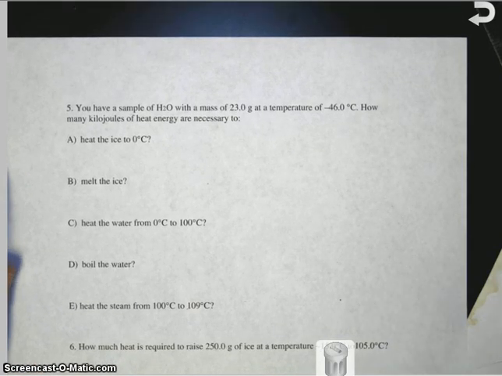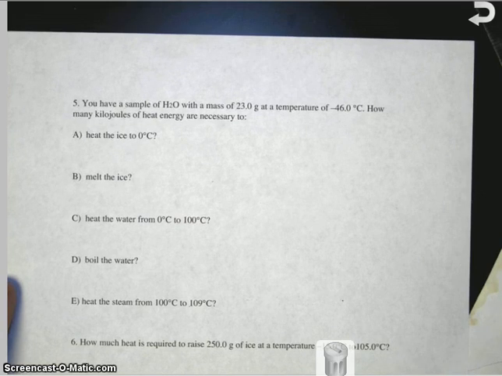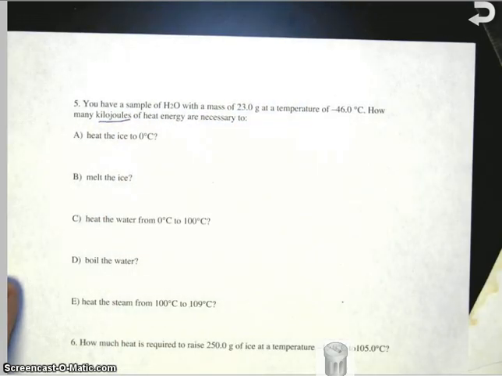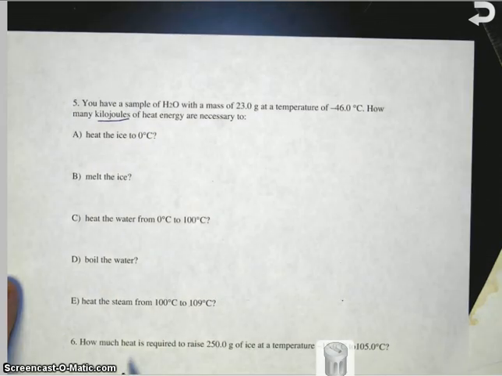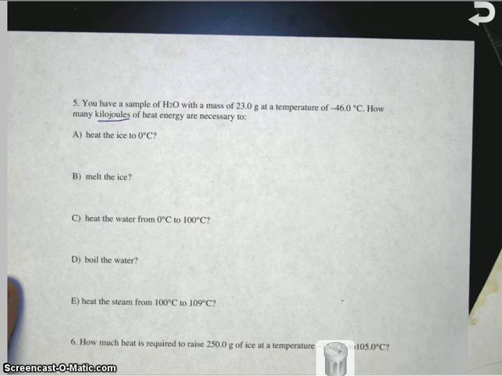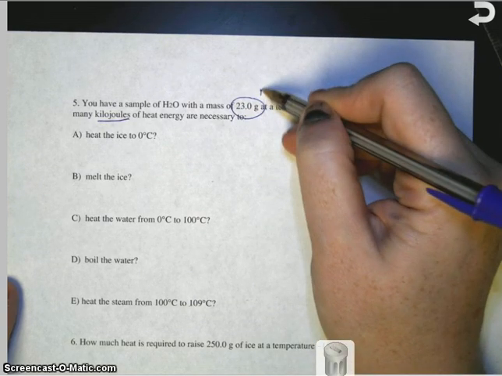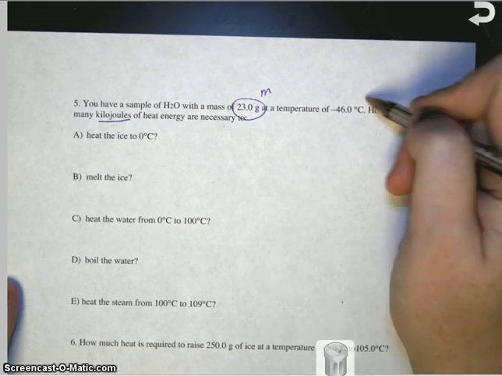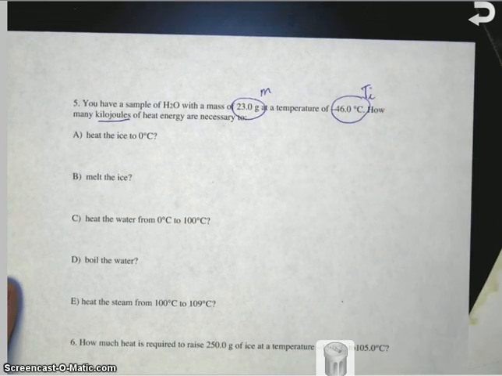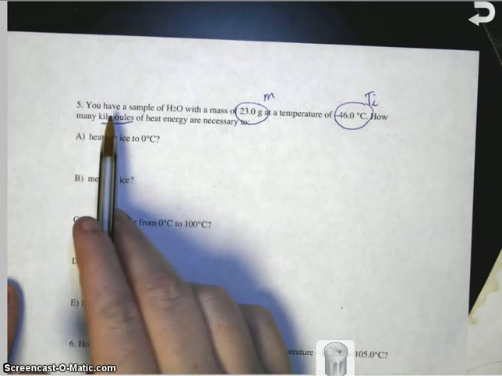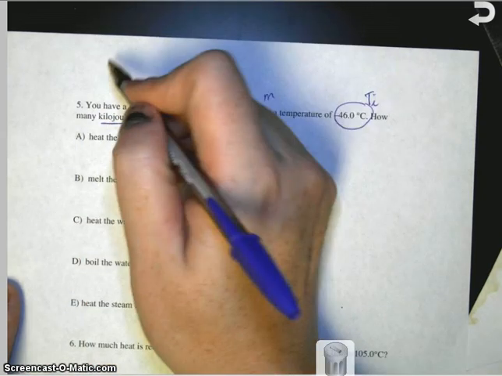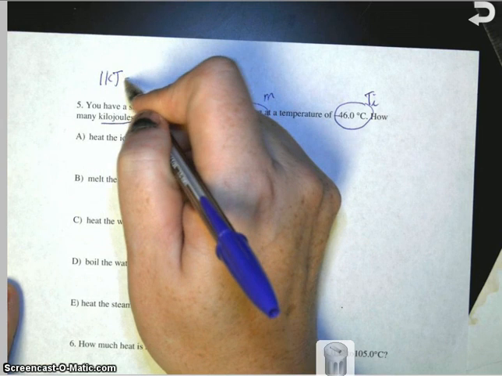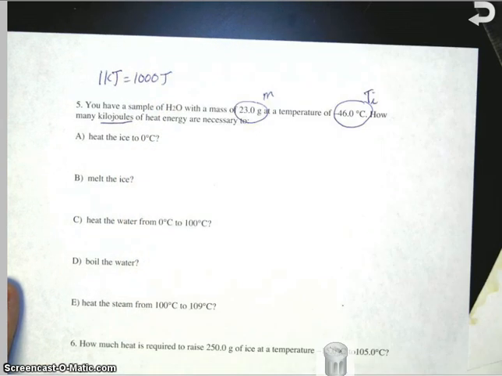And what this says is you have a sample of H2O with a mass of 23 grams at a temperature of minus 46 degrees Celsius. They want to know how many kilojoules of heat energy are necessary to do all of these things here. Okay, so what becomes important is, again, that we're able to pick out the information that we need. So we know that it tells us the mass of the substance is 23 grams, that our temperature is minus 46 degrees Celsius, and this should be our initial temperature because that's what we're starting off with, and they want to know how many kilojoules. The part that's important to know with this is that 1 kilojoule is equal to 1,000 joules.